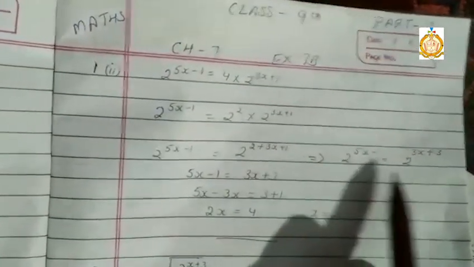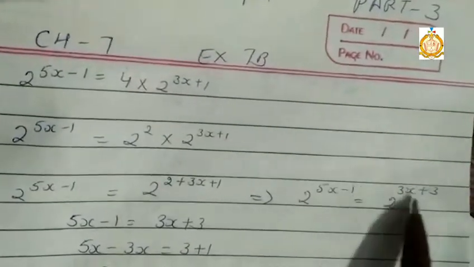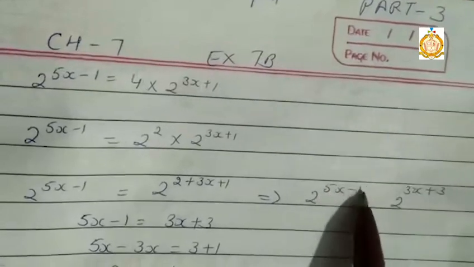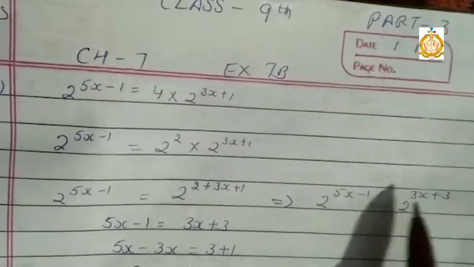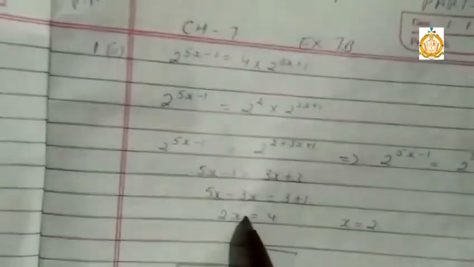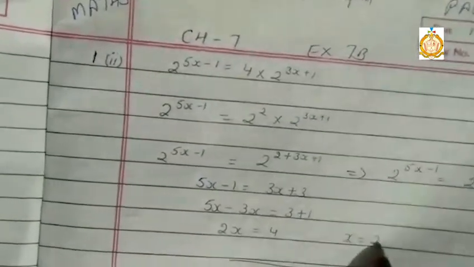Now the bases are same. That means if the bases are same, we can equalize the powers. 5x, we have to remove the base, just equalize the power. 5x minus 1 equals 3x plus 3. Now solving it, I can find the value of x.